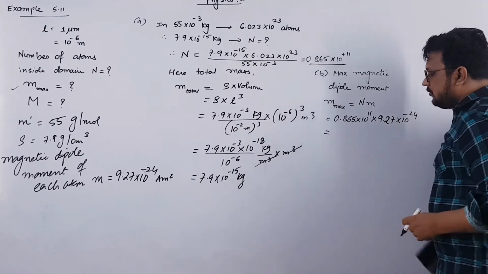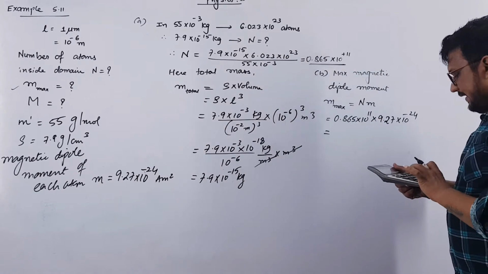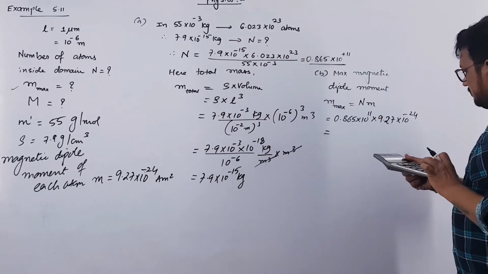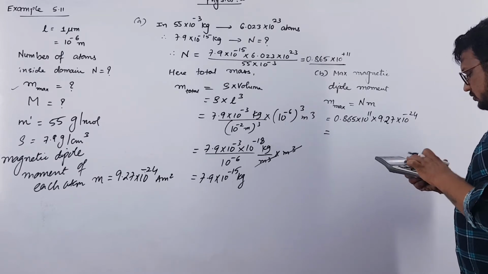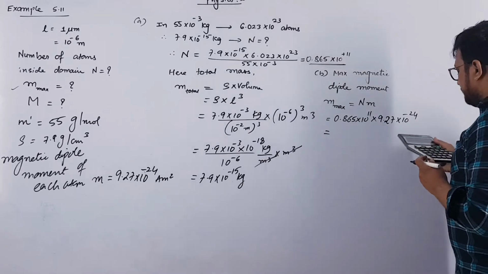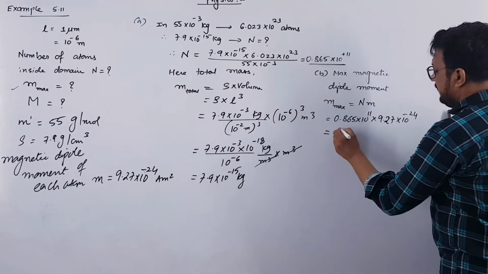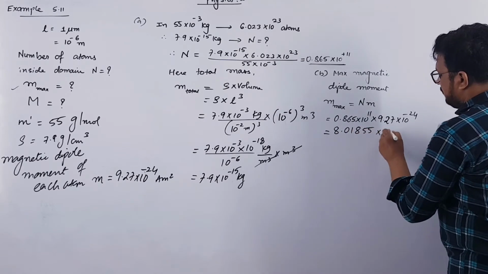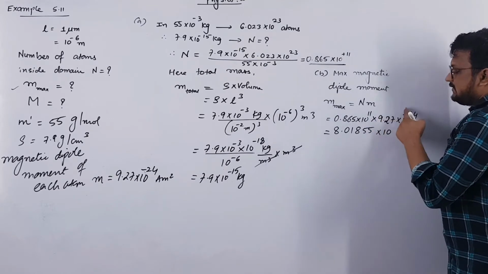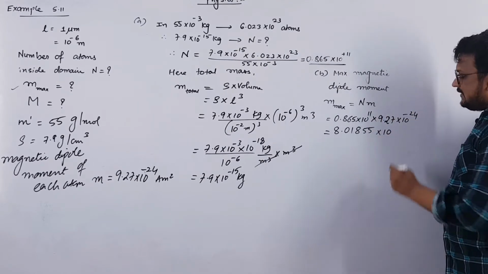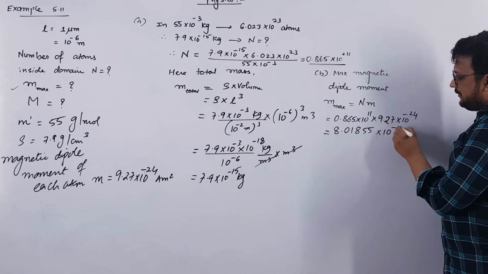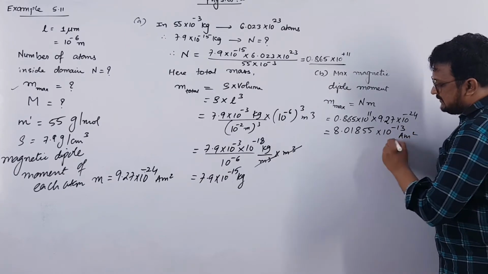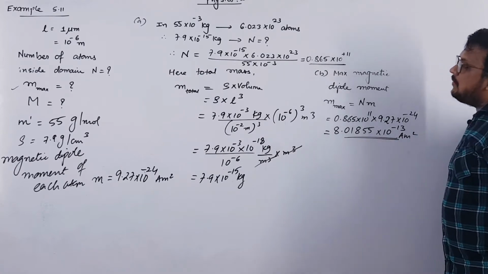So this will be equal to, now 0.865 into 9.27 will give you 8.01855. 8.01855 into 10 to the power minus 24 plus 11 is minus 13, right? Ampere meter square. This is the maximum magnetic dipole moment.